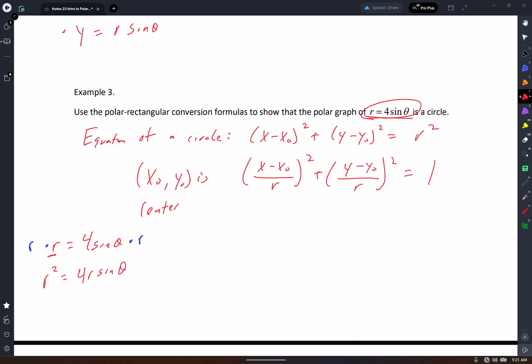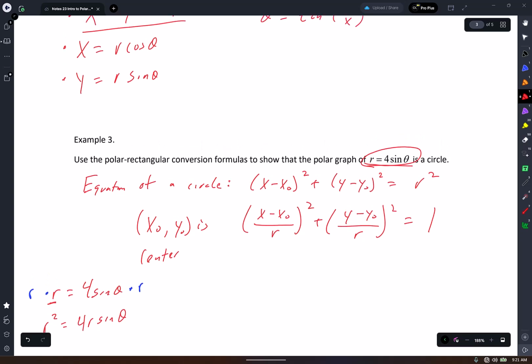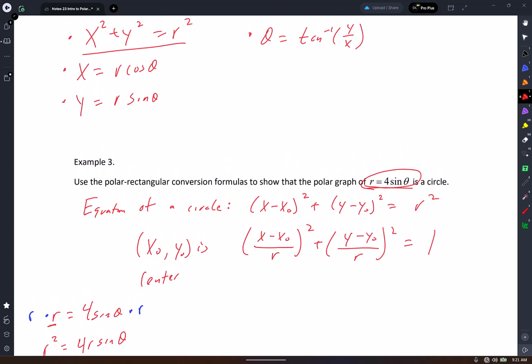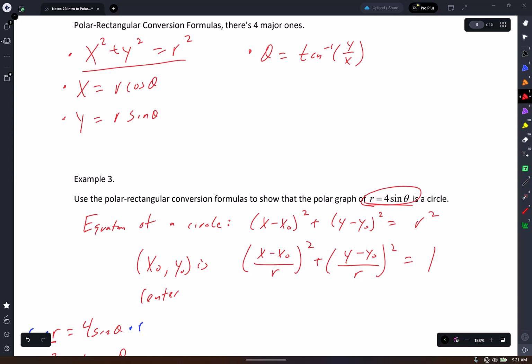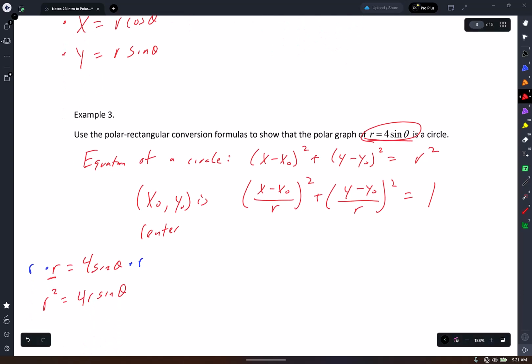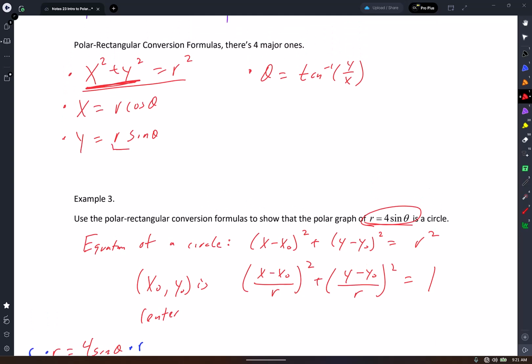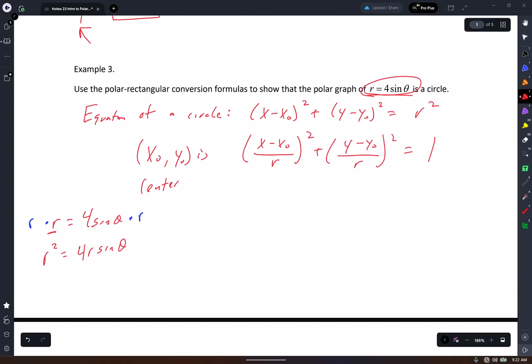And now, because I have r squared equals 4r sine theta, I can replace it. What can I replace r squared with? Yep. And then look, 4r sine theta. I see an r sine theta, which can be replaced with a y. So there it is. That's the whole thing, guys. That's like a little puzzle. So I'm going to have x squared plus y squared equals 4y.